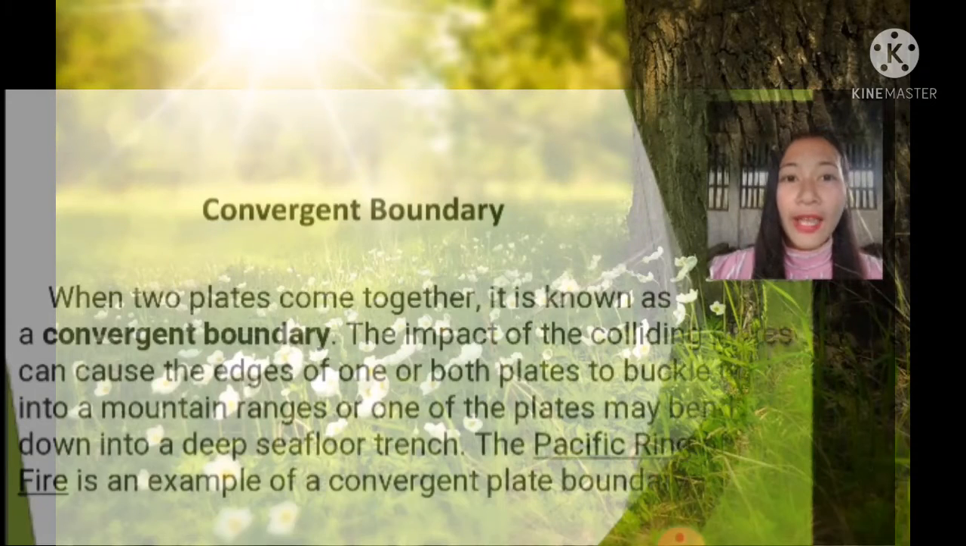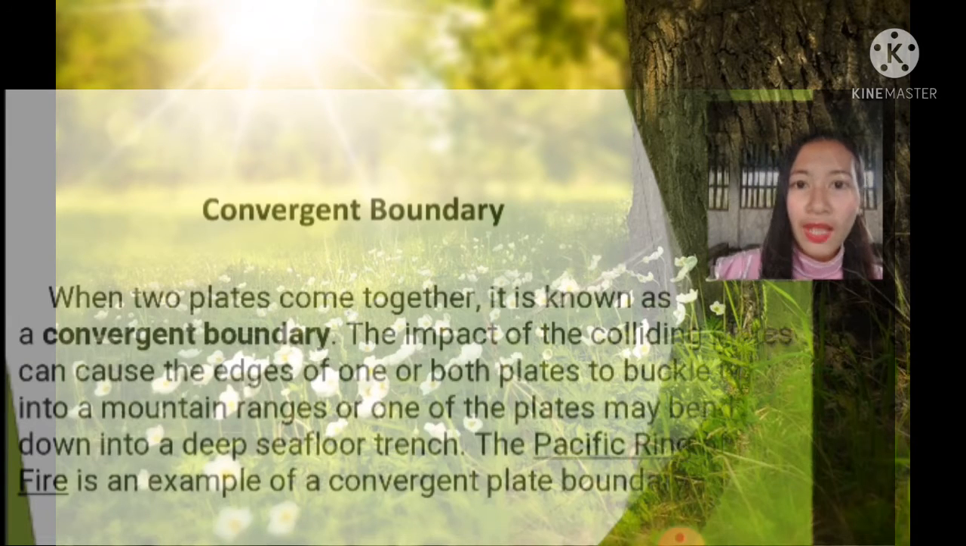The first type of plate boundary is the convergent boundary. When two plates come together, it is known as a convergent boundary. The impact of the colliding plates can cause the edges of one or both plates to buckle up into mountain ranges, or one of the plates may bend down into a deep seafloor trench. So, when a convergent boundary happens, one plate subducts and the other plate is buckled up.